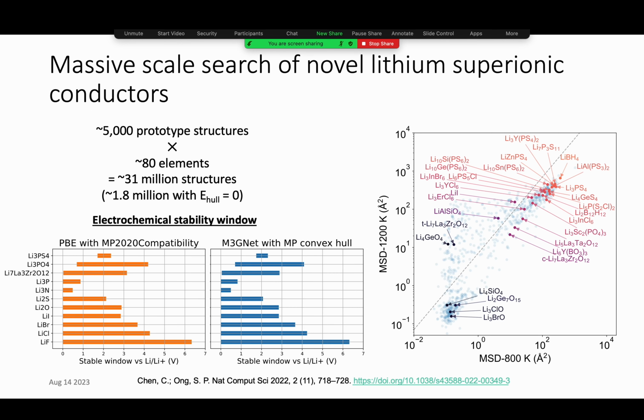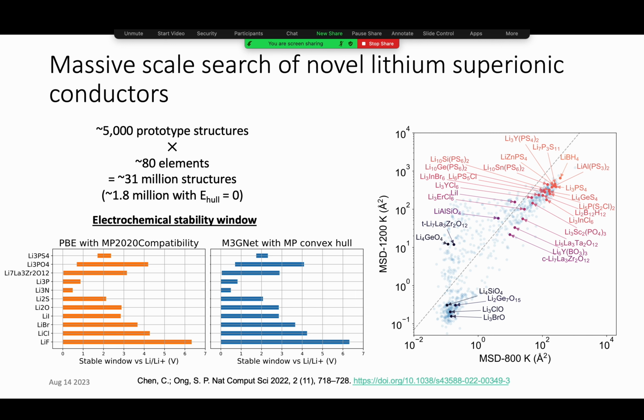So we are conducting what we call a massive scale search for lithium superionic conductors. We are up to about 31 million different crystal structures already, 1.8 million of which are predicted to be potentially stable. Here I show you the predicted electrochemical windows with M3GNet versus, say, a PBE calculation for a well-known lithium superionic conductor. And what you see is that you basically can't tell a difference between them, right? Essentially, you can already predict the electrochemical stability without having to do DFT.